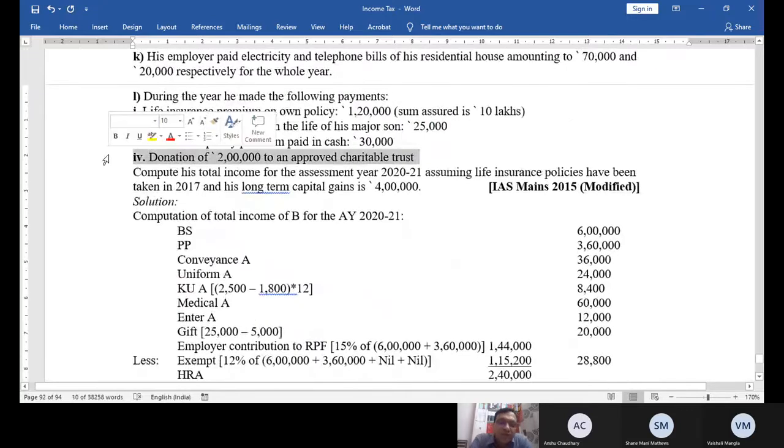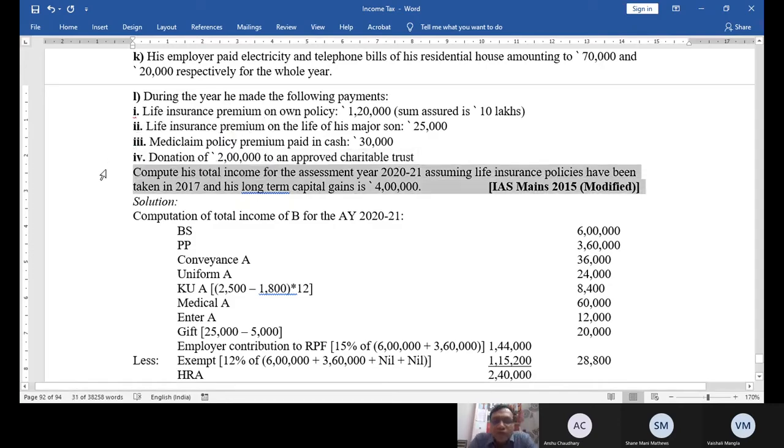Next point. Donation of 2 lakh to an approved charitable trust. Do you remember 80G? When the donation is to a charitable trust and the purpose is not written, whether it is family planning or not, I should assume it is without family planning. It is not for the purpose of family planning. And how much is the deduction in this category? It is table 2 donation where a limit is applicable, and after the limit, 50% is allowed. So I need to compute 80G also. Compute the total income assuming life insurance policies have been taken in 2017. Whenever life insurance policies are taken on or after 1st April 2012, how much is the eligible amount?